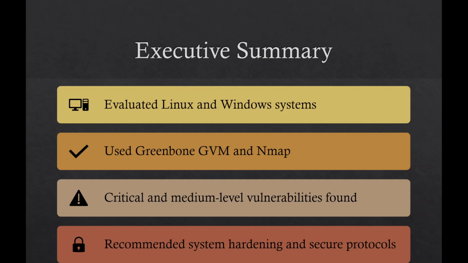To start, I conducted scans on two hidden systems, one running Linux and the other Windows. I used the Greenbone vulnerability management system and Nmap as my primary tools. The scans revealed several high-risk and medium-risk vulnerabilities on both systems. Based on the results, I developed remediation strategies that focused on disabling outdated protocols, updating critical software components, and enforcing strong security policies. This assessment emphasized the importance of ongoing patching, configuration hardening, and strict access control.